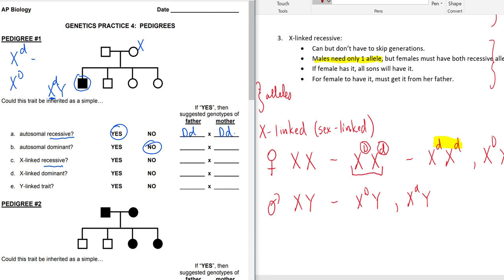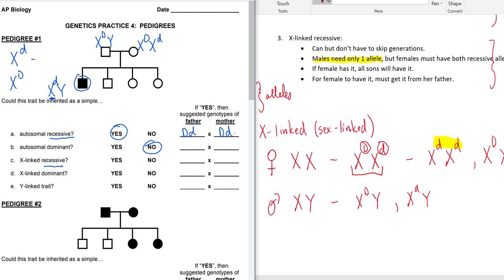So therefore, mom has to at least be what we call a carrier for the disorder. And since she doesn't have it, then the other X chromosome must be normal. In the case of dad, dad is normal, not shaded in, and so therefore must also be capital D and a Y. And this is very possible.